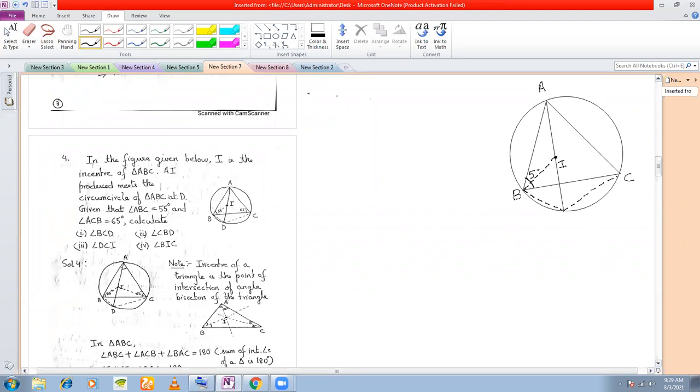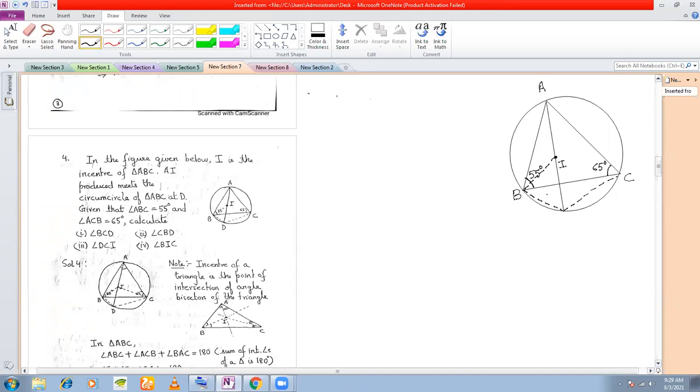This angle is given to be 55 degree. This angle is given to be 65 degree. This is the figure given to you. Now let's see what the question is here.